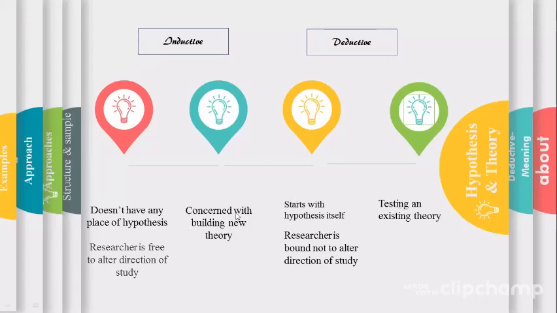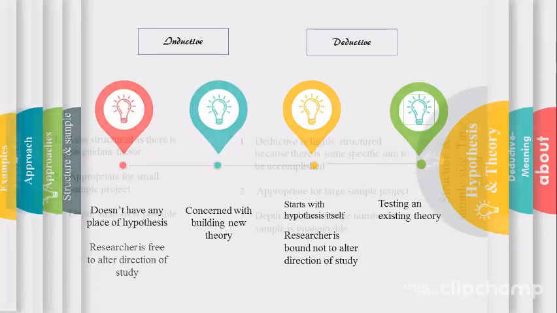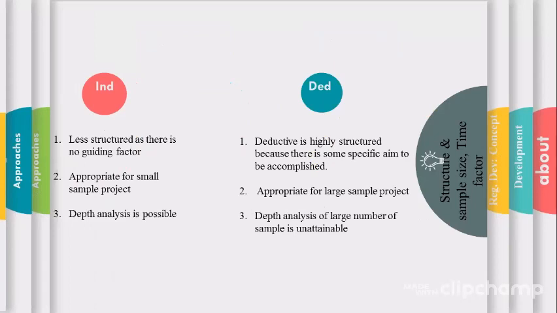For one, the end result is the theory, and for the other, the starting point is the theory itself, and it goes on to test the theory. So this is about hypothesis and theory. Now let us see some other differences based upon structure, sample size, etc. Based upon this, we see that inductive is less structured. Why? Because there is no particular goal. Since there is no particular aim, you don't have any particular methodology.